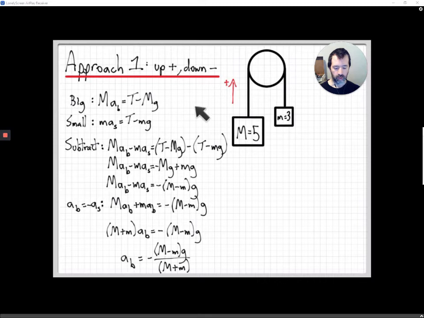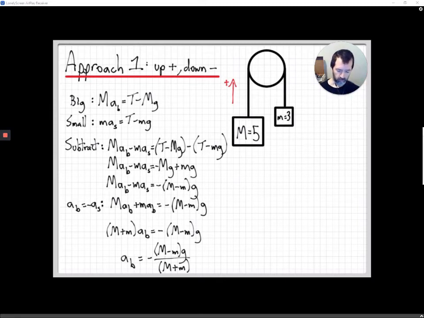So the first approach is with a really standard choice for the reference frame. I'm going to say that up is the positive direction and down is the negative direction. And to analyze this system, similar to what you would need to do in any Newton's third law problem where there's multiple objects, you need to think about the forces felt by each object, analyze them individually, find some way to combine those statements, and eventually figure out the acceleration. The goal here is to get the acceleration of the system. Obviously the heavy block is going to drop and the lighter block is going to rise up.